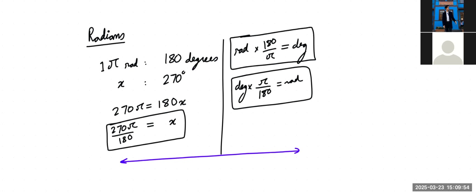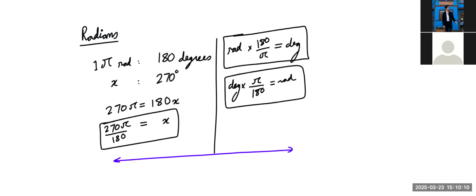So if you want to find out how many radians is 270 degrees, write it down like this. Cross multiply, you get an equation because 270 times pi and 180 times x, and then solve for x. You'll get this. If you don't want to do that, use these formulas, which I used to not like, but you gotta do what you gotta do. So radians times 180 over pi will always give you degrees, and degrees times pi over 180 will give you radians. So they're just opposite of each other.